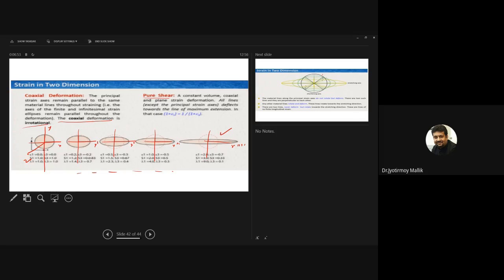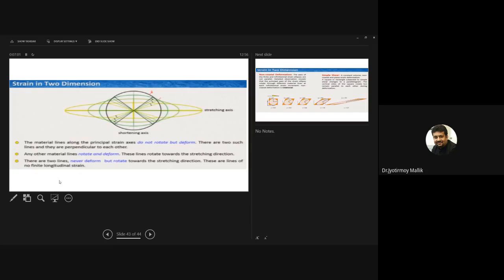So all the lines except the principal strain axes deflect towards the line of maximum extension, and we will see that now. So these are my displacement vectors. Now what we observe: this is my initial stage of the pure shear deformation. Pay very good attention. And this is the final stage. This is the finite strain ellipse, and in between, all of them are infinitesimal strain ellipses.